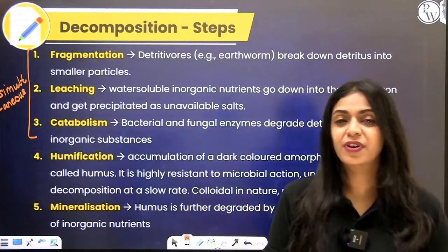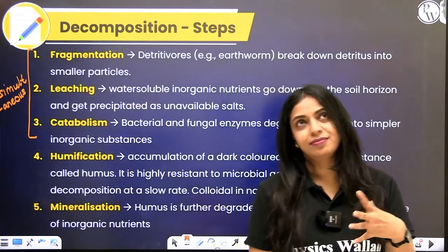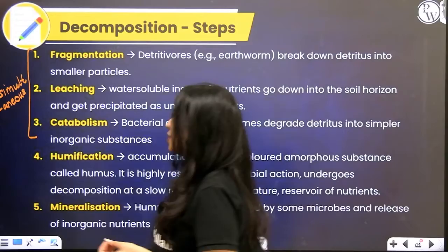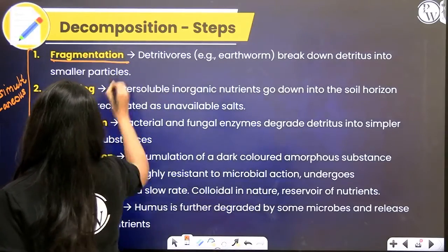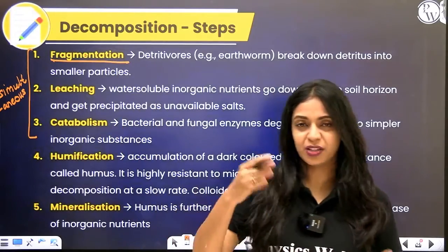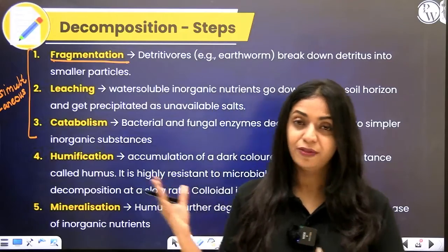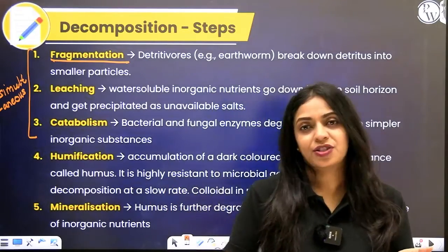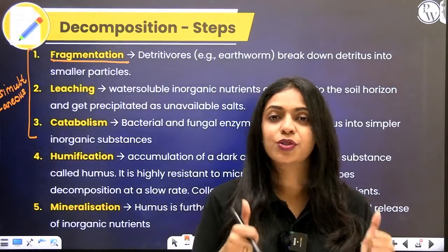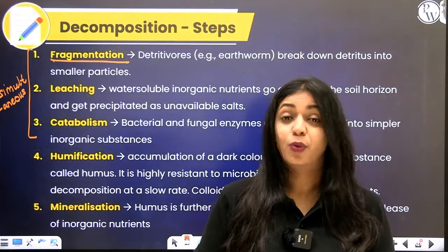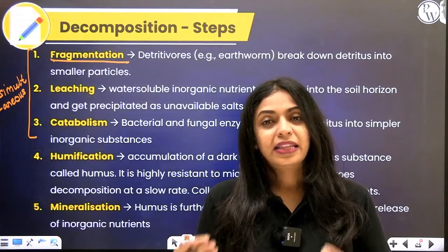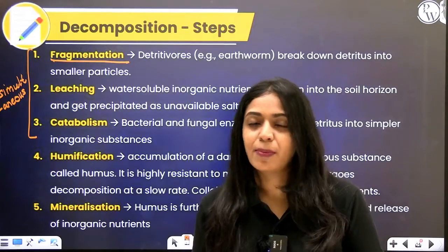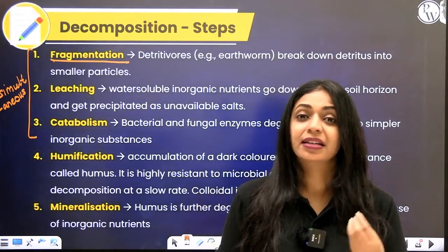The first step is called, one of the steps is fragmentation. What happens during fragmentation? Fragment means what? Something that is big is being broken down. That's exactly what happens during fragmentation. Very clearly we're talking about detritus. So in fragmentation, detritus is getting broken down. Who is breaking it down? Living organisms. What kind of living organisms? They are called detritivores, or in some literature you even find it as detrivores.